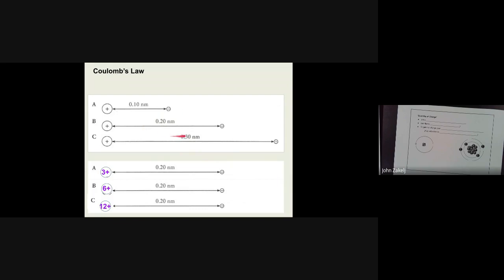Which of these three situations do you think will have the strongest attraction? In situation A, the positive and negative are pretty close together. In situation B, they're a little bit further apart, twice as far apart. In situation C, they're really far apart.